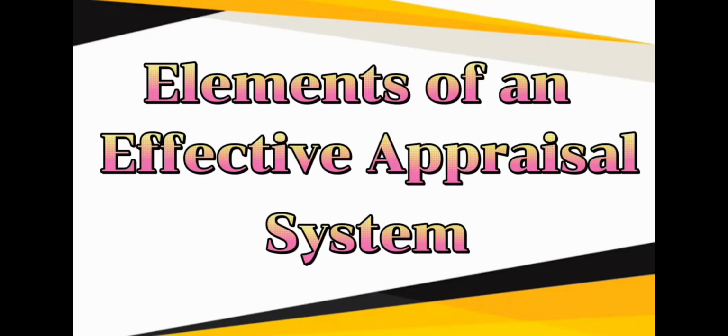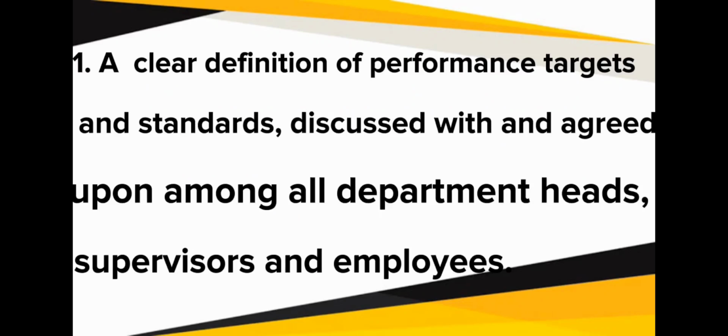Elements of an effective appraisal system. First, a clear definition of performance targets and standards discussed with and agreed upon among all department heads, supervisors, and employees. Without this, there will be no sound basis for making an objective appraisal, thus making the assessment vulnerable to subjectivity and bias. When this happens, the ratee is inclined to entertain doubts and possibly ill feelings against his superior.